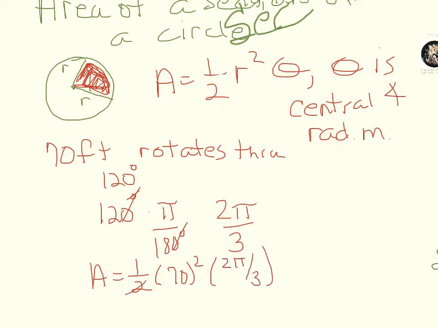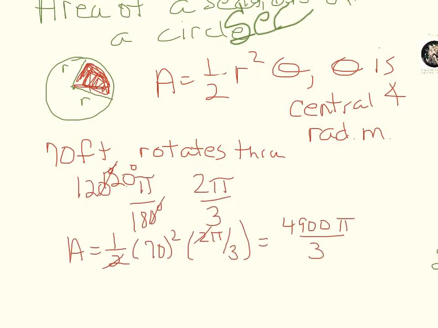All right, we know those 2's cancel. So 70 squared is 4,900 pi over 3, and that doesn't divide evenly. If you multiply it out, what do you get? 5,131.3. Okay, approximately 5,131 square feet is the area that is watered.